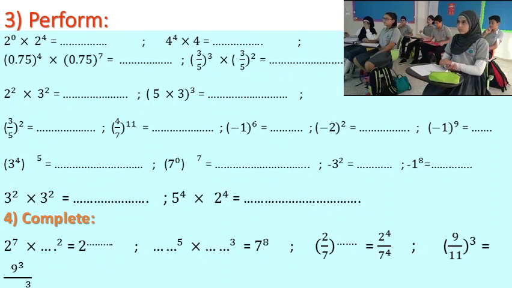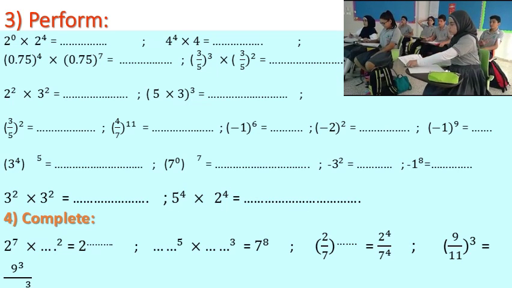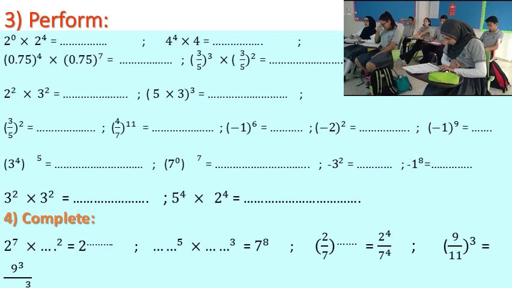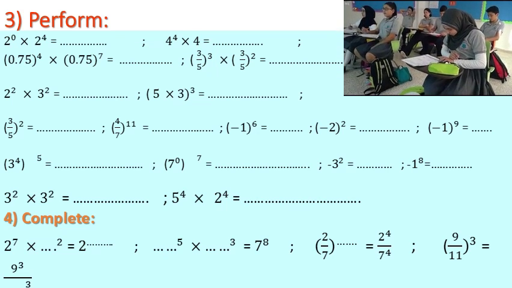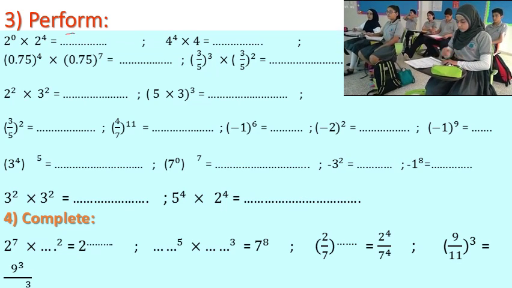Okay? Now, exercise number 3, we should perform the following. In the following question, we should use the powers of 10. Do you still remember the powers of 10? If we have the same base, what do we do for the power? Now we have, Ala, 2 to the power 0 times 2 to the power 4. Why is it 2 to the power 4?